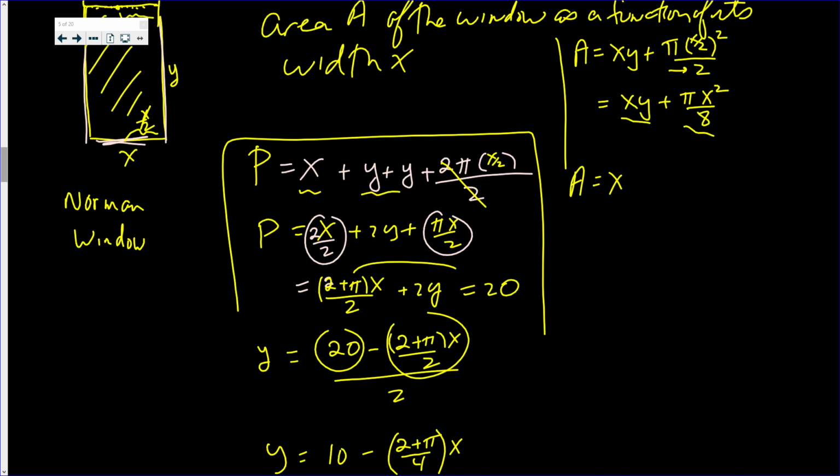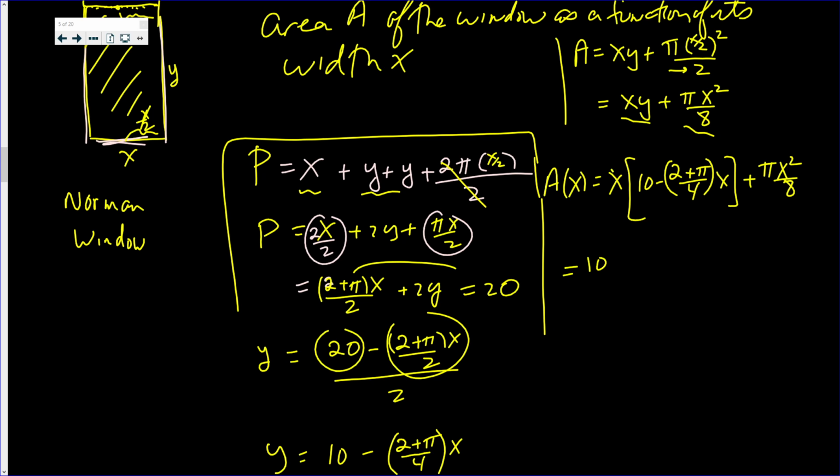A is equal to x times 10 minus 2 plus pi over 4 x's. That's xy plus pi x squared over 8. Okay? So now A is a function of just x, which is exactly what they asked us to do. Write A as a function of x. But we'll go a little bit further.